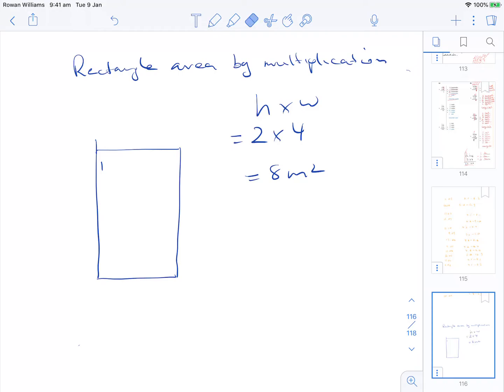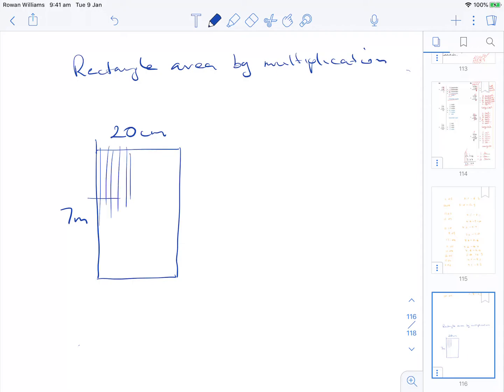Now, sometimes this can be a little bit trickier because sometimes we're not always given these units in the same amount. So I could have 7 meters times by 20 centimeters. How do I multiply them together? Because it's not like I've broken this side up into 20 different parts and then gone centimeters here.